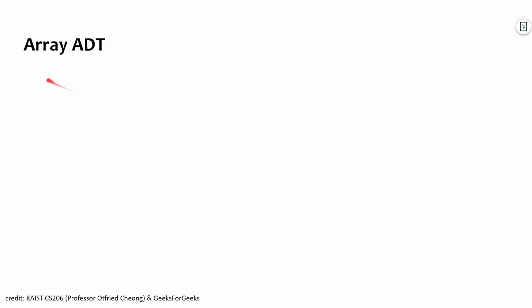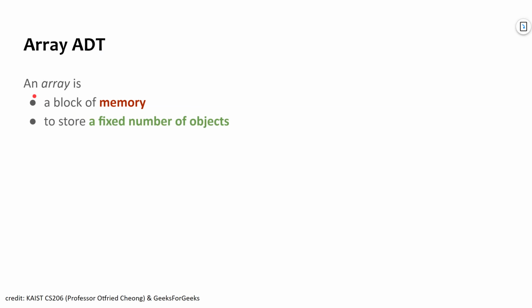And let's talk about the array ADT, abstract data type. So this is an abstract definition of what an array needs to support and what an array can do. An array is a block of memory. And we store some items, and here I'm calling those items a fixed number of objects.